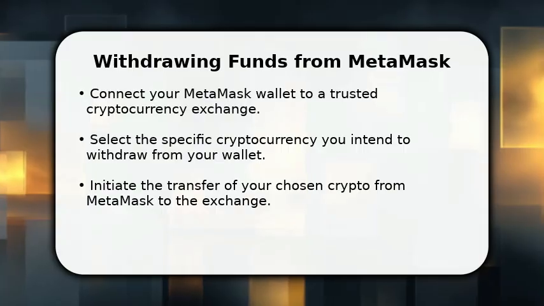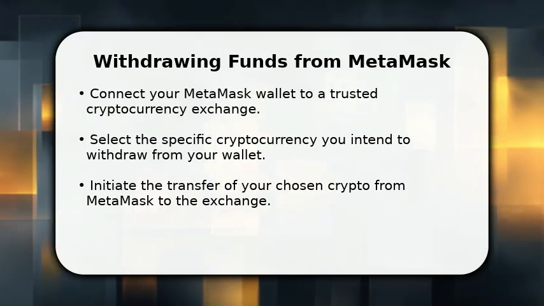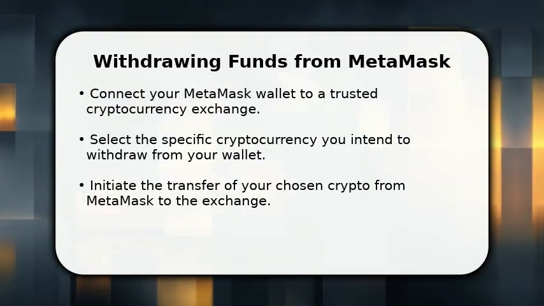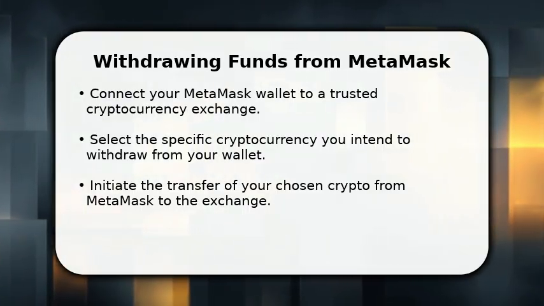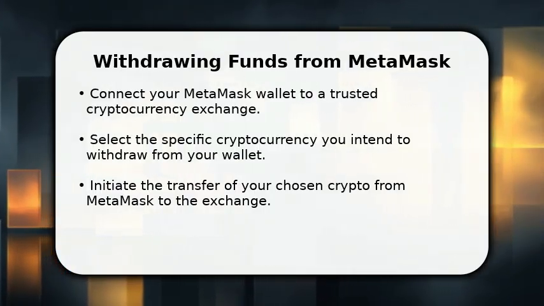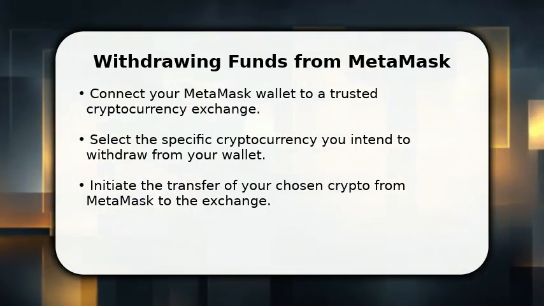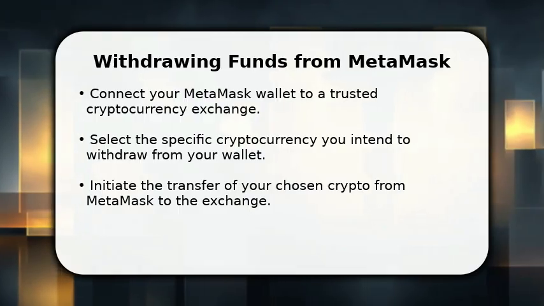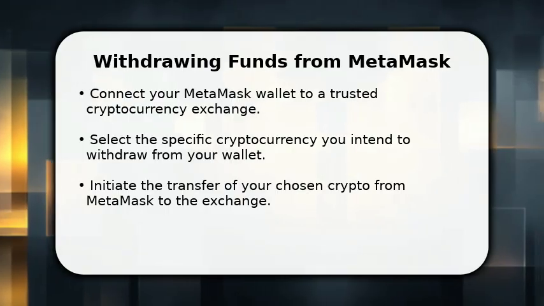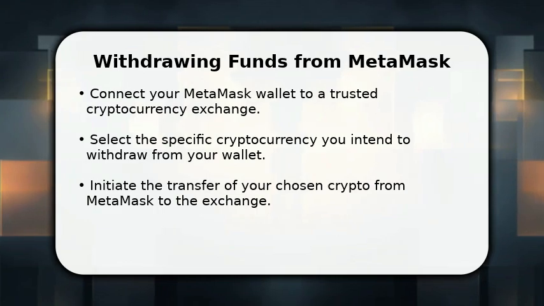Enjoy the video. In this video, I will explain how to get money from MetaMask. First, you will need to connect your MetaMask wallet to a reputable cryptocurrency exchange. Next, select the specific digital asset you wish to withdraw. Then, initiate the transfer from your MetaMask wallet to the exchange's deposit address. Finally, on the exchange, you can convert your cryptocurrency into fiat currency and withdraw it to your bank account. This process typically takes a few simple steps.